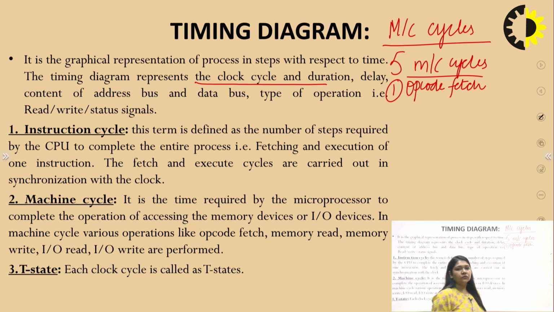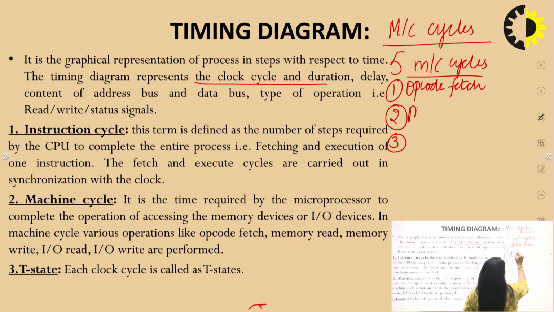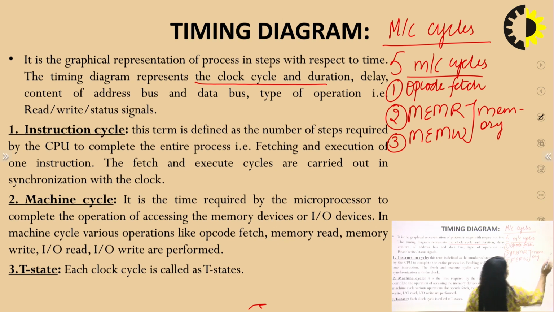Second, the microprocessor has fetched the opcode. After that, what are the operands? Are they some registers, or the data, or the memory location? For that, the microprocessor will be dealing either with some peripheral or with the memory. So there will be 2 machine cycles related to the memory, known as MEM: memory read and memory write. These 2 will be dealing with the memory only. So 3 machine cycles are opcode fetch, memory read, memory write.